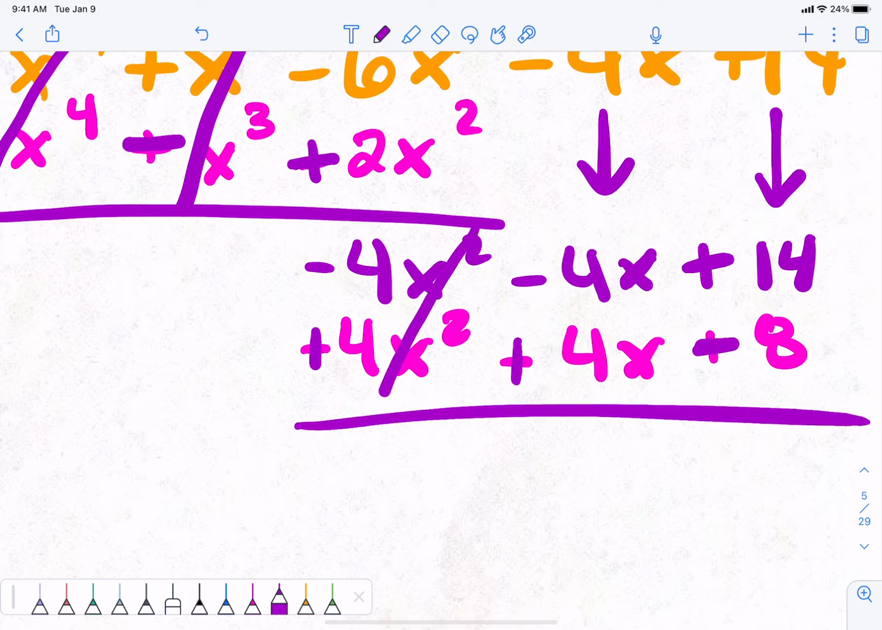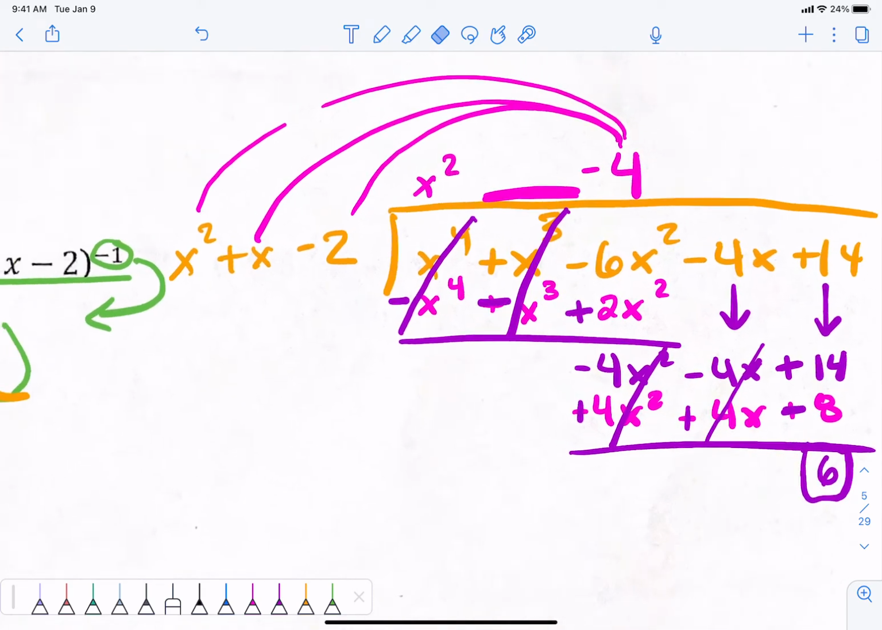So negative 4x squared cancels out, the negative 4x cancels out, but I have a remainder. What's the remainder going to be? 6. Is that a minus 8? Yeah, it's 6. Okay, so 6 is my remainder. I always put a box around the remainder so I don't forget him.